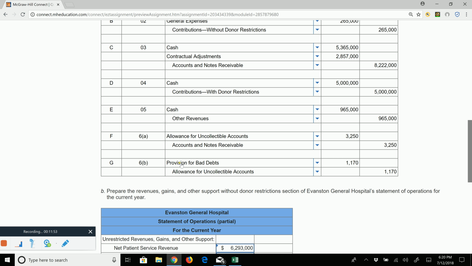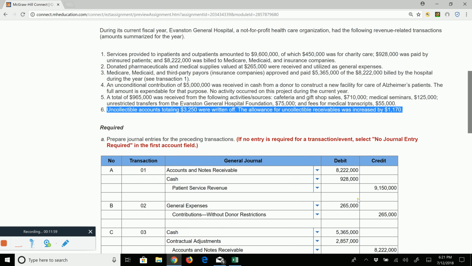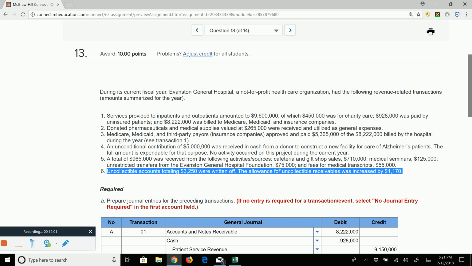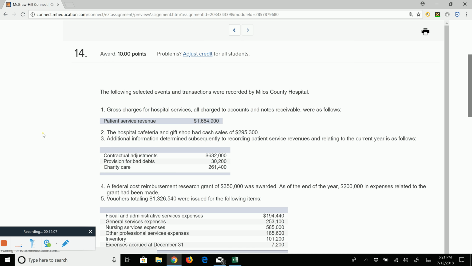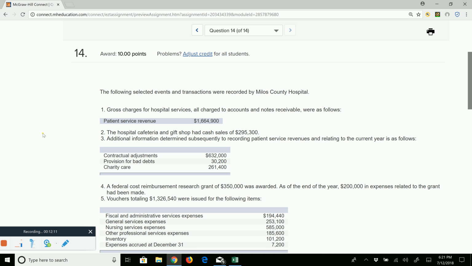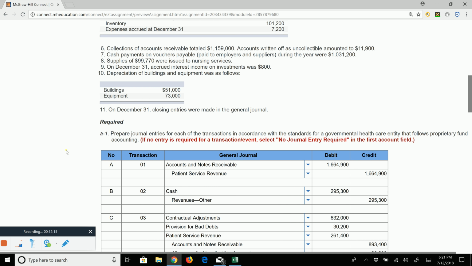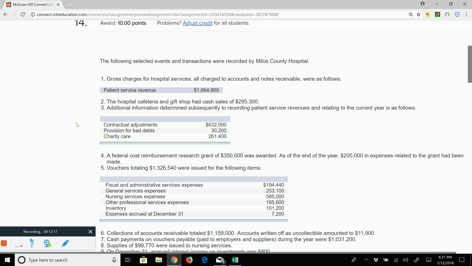Remember, that's a contra revenue account, and credit the contra receivable. All right, so that's what we see here in a private, nonprofit healthcare organization. And last but not least, let's take a look at a public-run hospital. This is a public, Milos County Hospital. More of the same. It's just getting used to the journal entries.